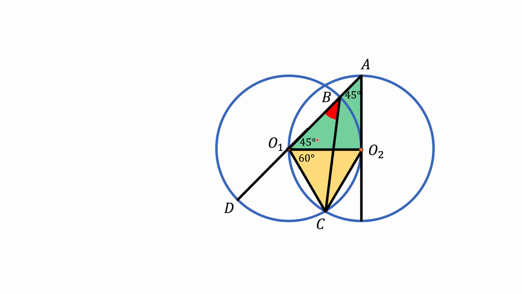And now I pretty much solved the problem. Notice that big angle right here, DO1B, it's a straight line, and this angle is 180 degrees. We know these two angles, which together give us 105 degrees. It means that this angle right here, central angle DO1C, is equal to 180 minus these two angles, and that gives us 75 degrees. But this angle is 75 degrees, that means that this angle right here should be half of it, and that is 37.5 degrees.